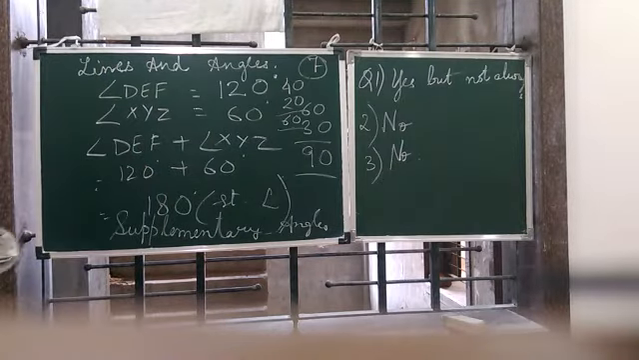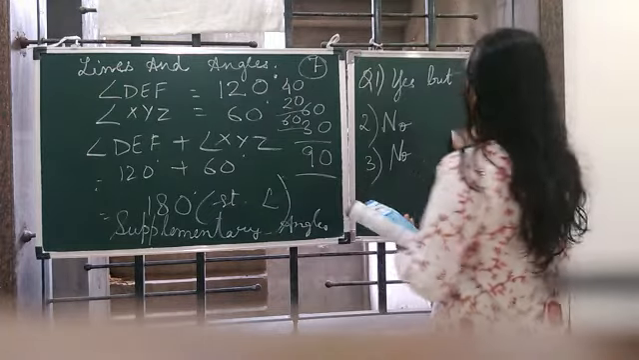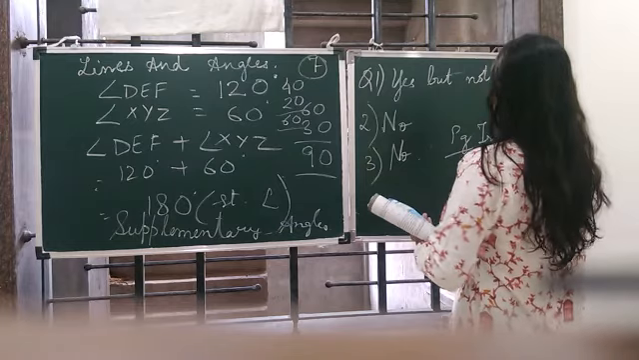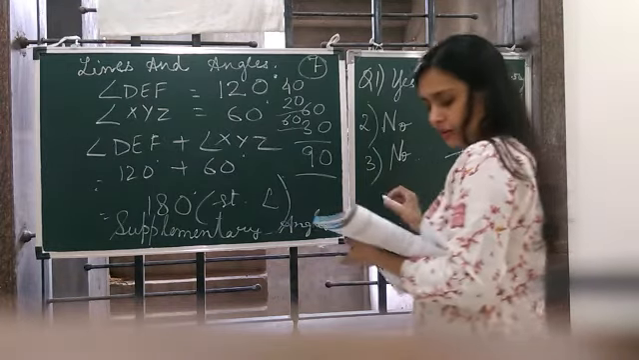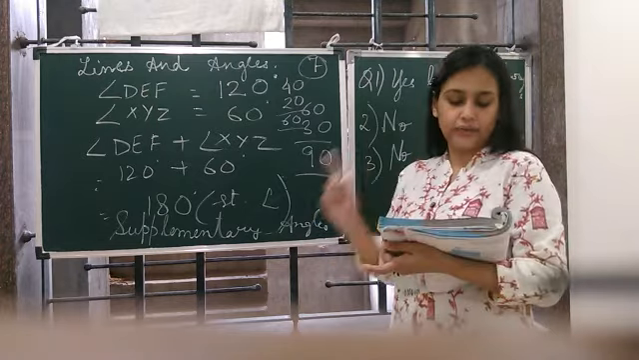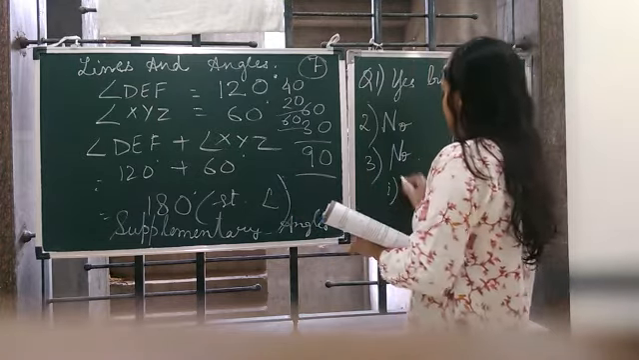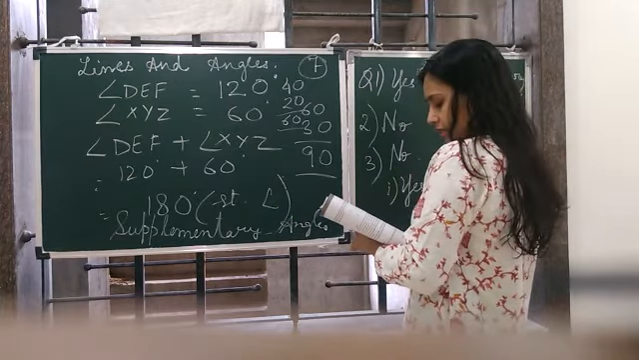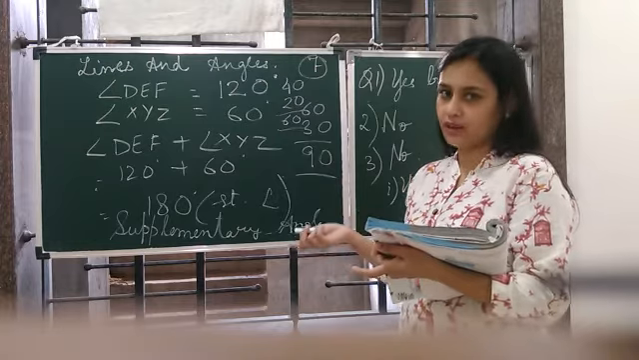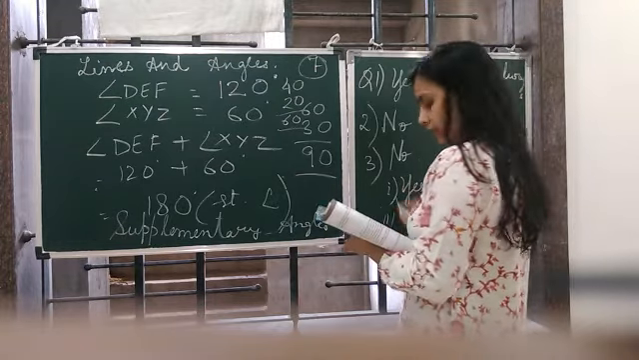Which pairs of the following angles are complementary? Page 95, Try These. First one, 70 degrees and 20 degrees. So 70 plus 20 is 90. So yes, the first one you can write yes. The second one is 100, which is not a right angle, so you will write no. We are just adding the two angles.